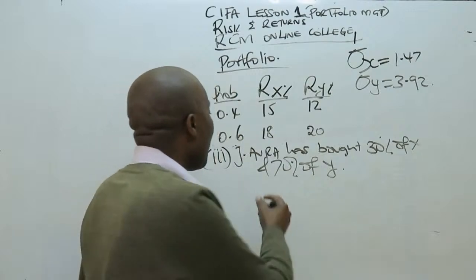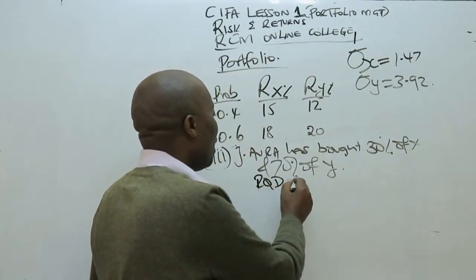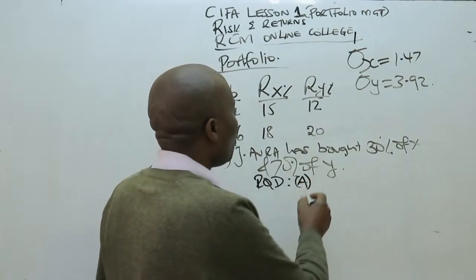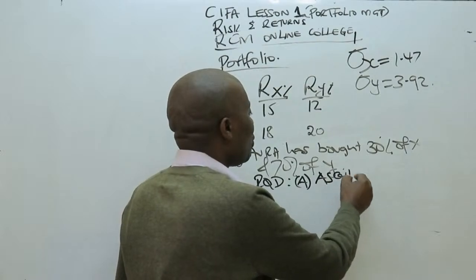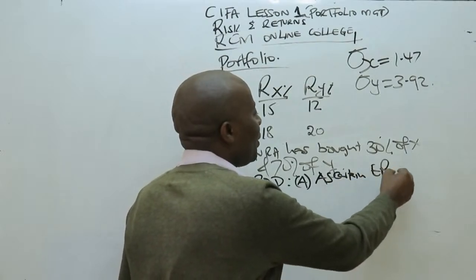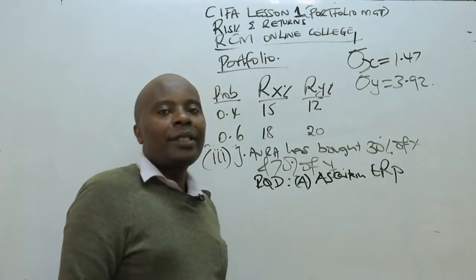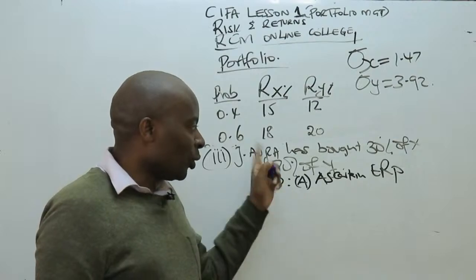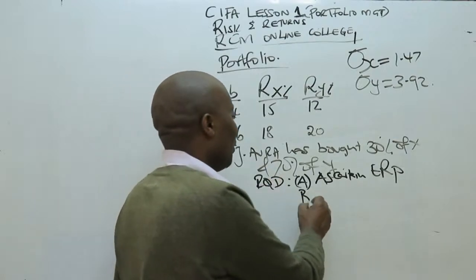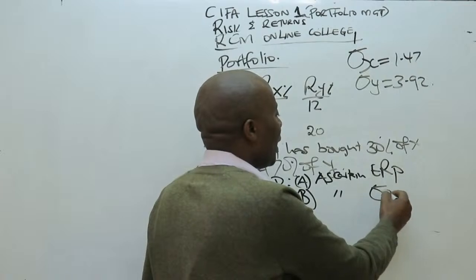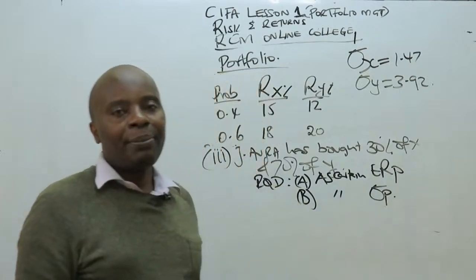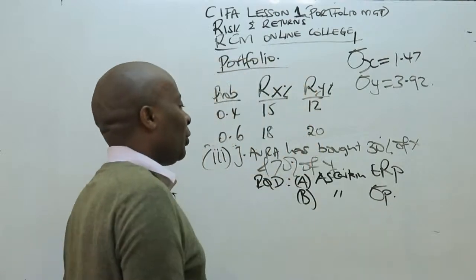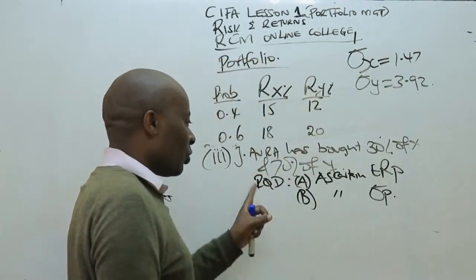So you are required here, number one, or A, to ascertain the expected returns of the portfolio with those weights. And then B, they want us again to ascertain the standard deviation of what here? The portfolio. Let us first of all handle these.